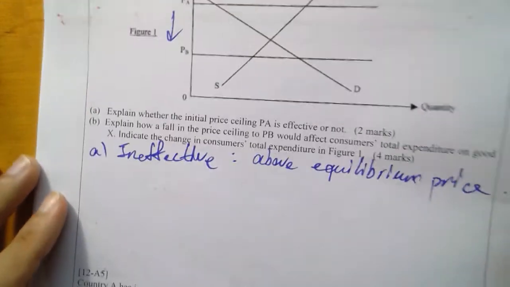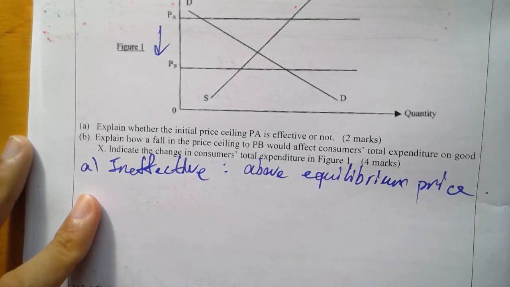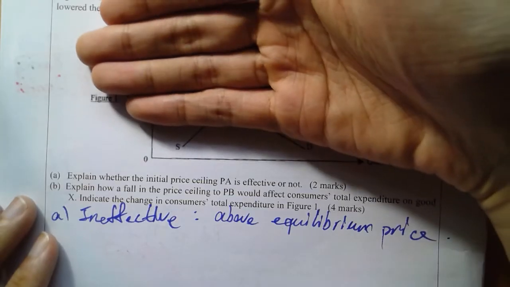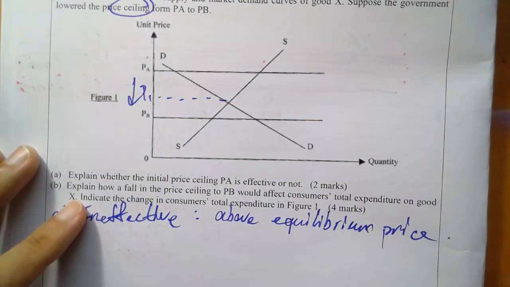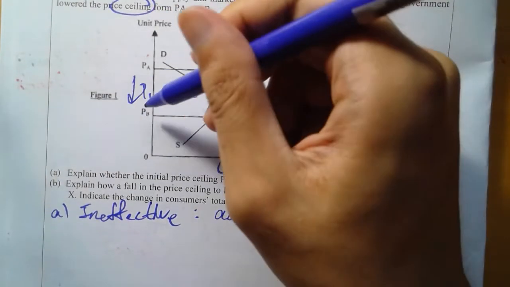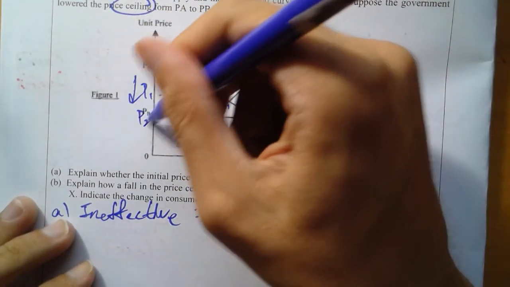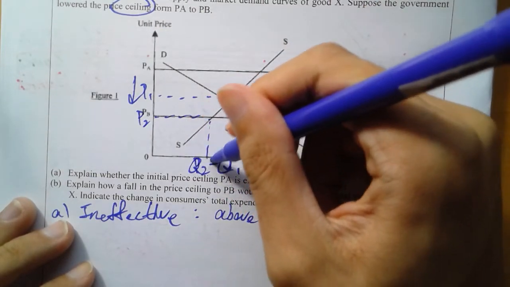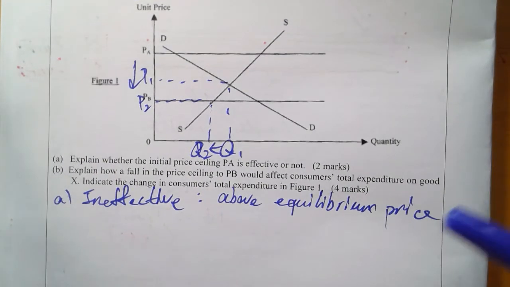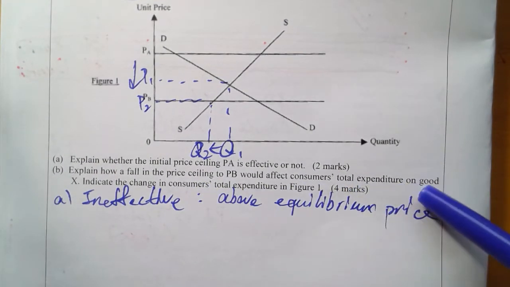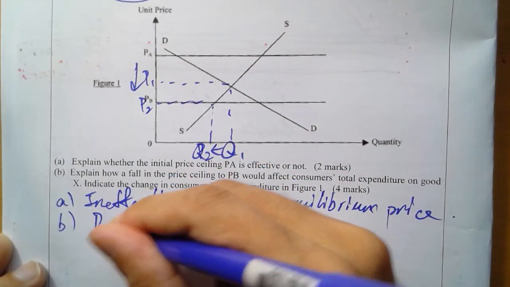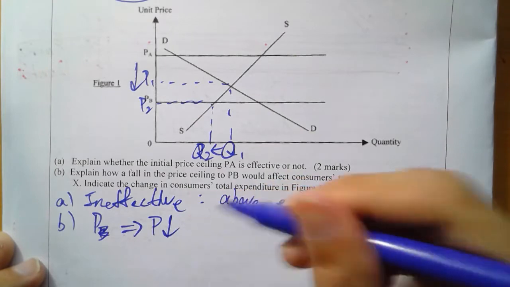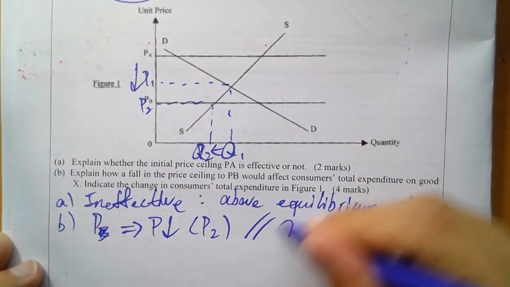Okay, now suppose they set it to fall to PB. Let's see whether PB is effective or not. Yes, it is effective. So let's mark it. Original P1 would be here. Q1 would be here. Now the new situation would be P2, PB, and here Q2. Alright? Explain how the fall would affect total expenditure on good X. Now obviously, with the price ceiling of PB, price would decrease to P2 and Q would also decrease to Q2.